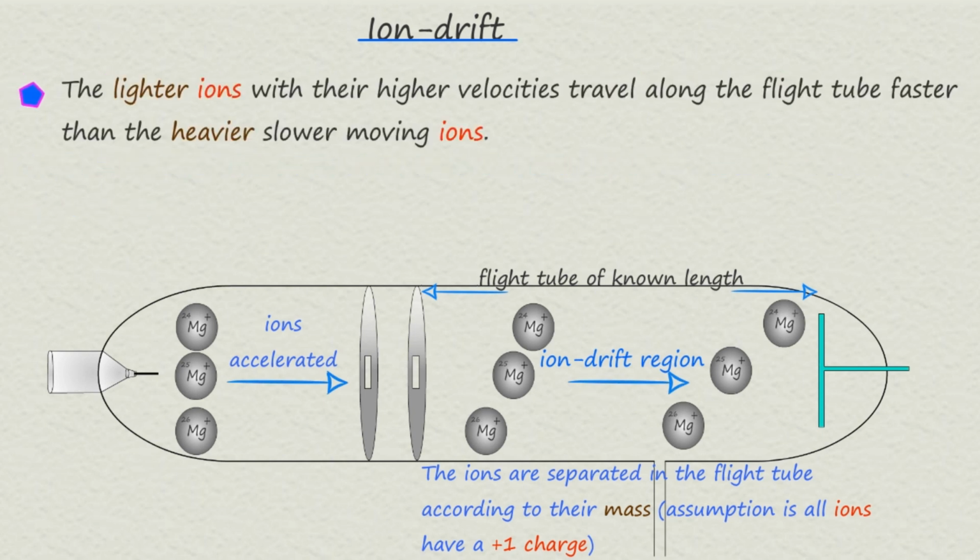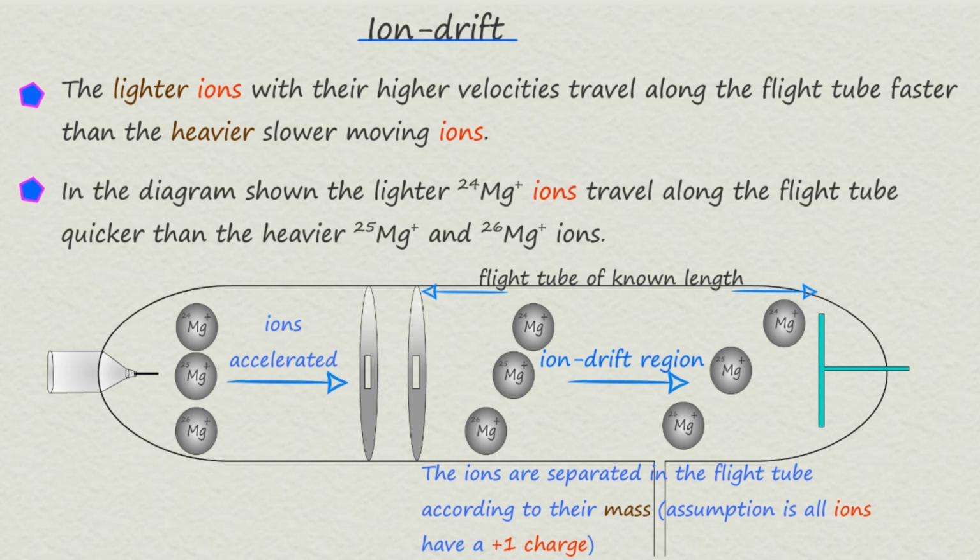Now the lighter ions with their higher velocities will travel the length of the flight tube faster than the heavier ions. Essentially, the lighter ions drift through the flight tube quicker compared to the heavier ions. This difference in the travel times is what allows us to measure the mass-to-charge ratio of the ions later.